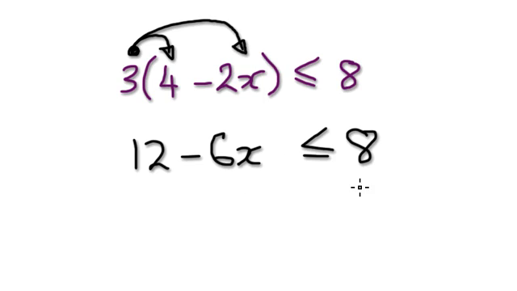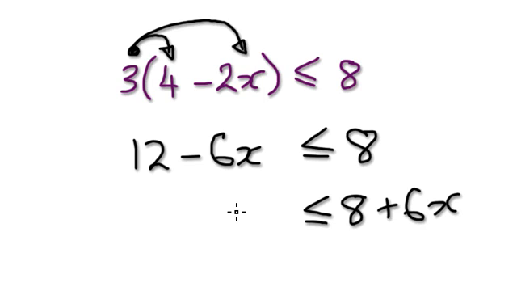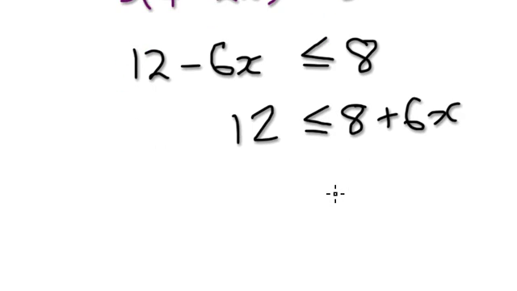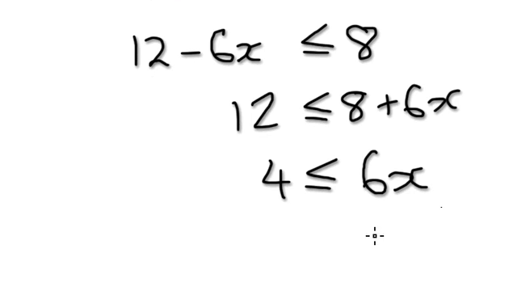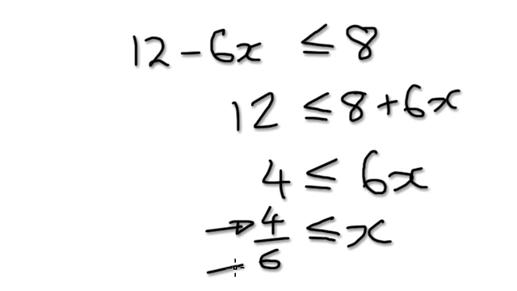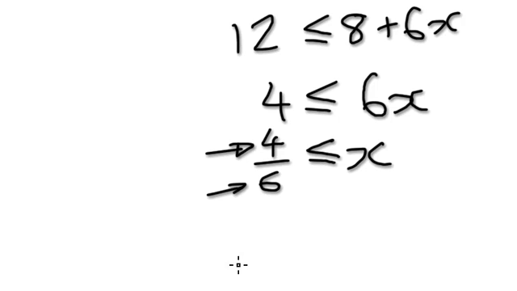Here you add 6x to both sides. So this side will be 8 plus 6x, and this side will be 12. Now get rid of the 8, so that x could be on its own. So in your mind, take away 8 from both sides. This will be 4, and this will be 6x here. Then divide both sides by 6. So this will be 4 over 6, and this will be x. Even numbers, so you know you can simplify. Let's divide top and bottom by 2. So this will be 2 over 3.